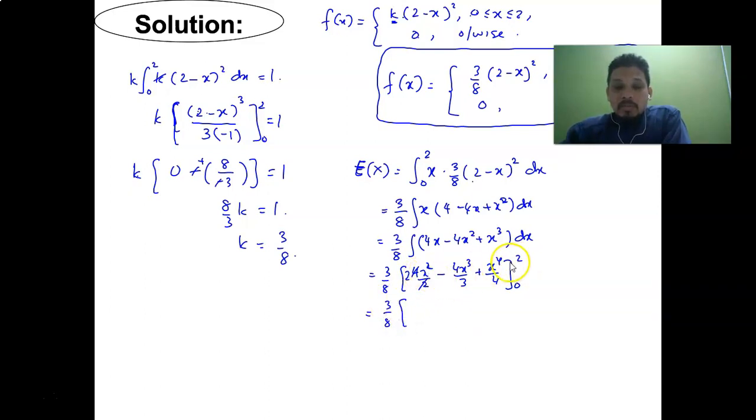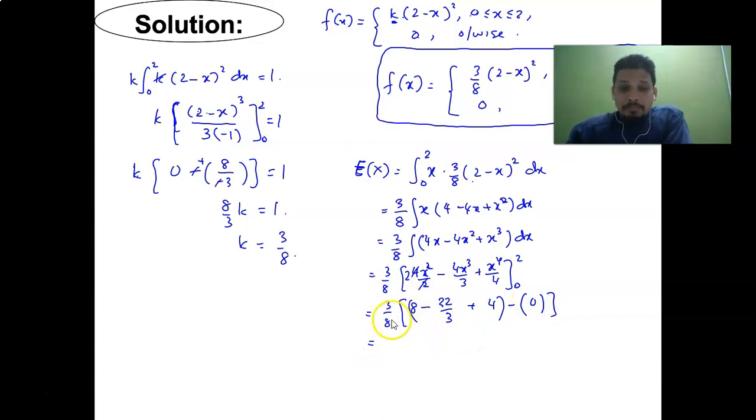Okay, substitute x with 2, so x squared equals 4 times 2 equals 8, minus 2 cubed equals 8. 8 times 4 is 32 divided by 3. And for x equal to 2, 2 to the power of 4 is 16. 16 divided by 4 equals 4. Minus, so substitute x with 0. Everything is 0 here.